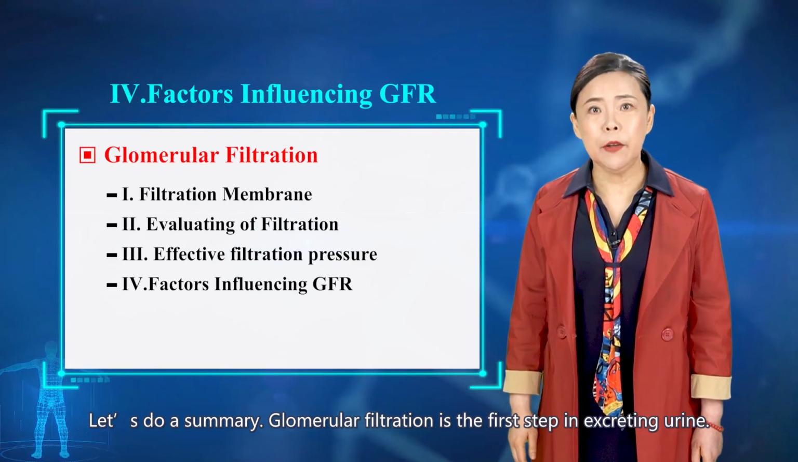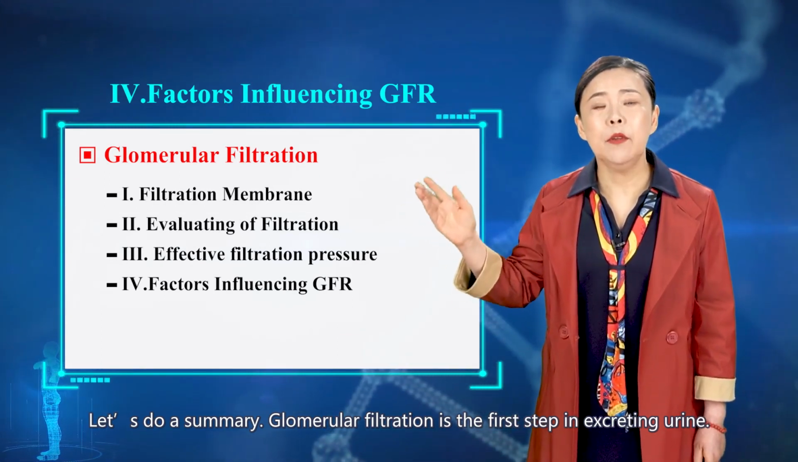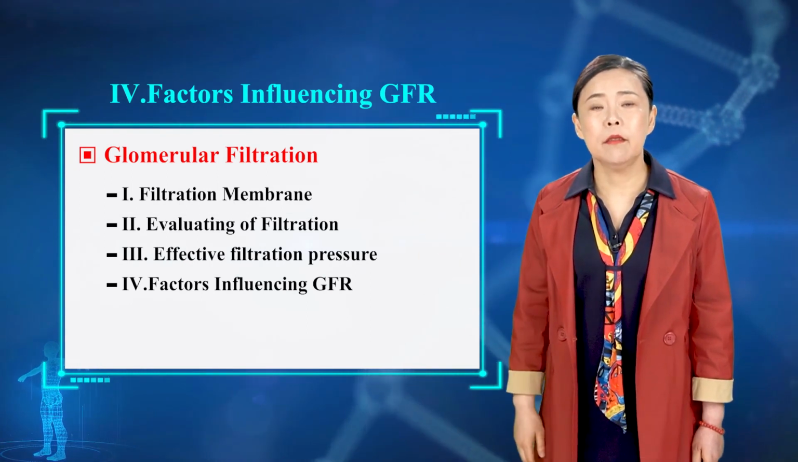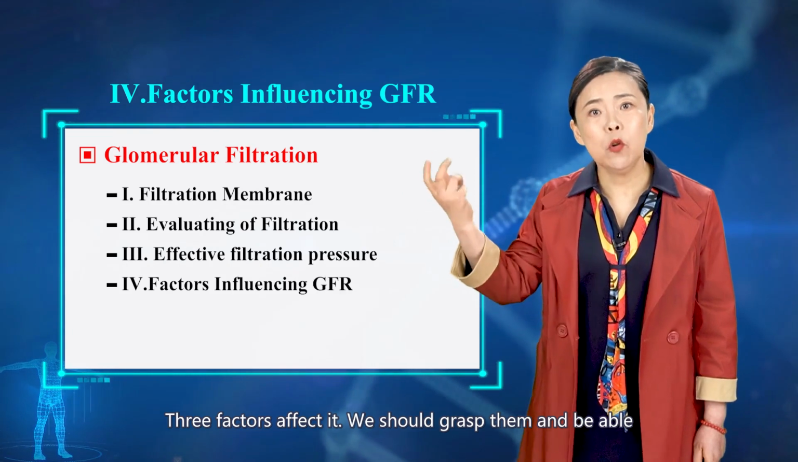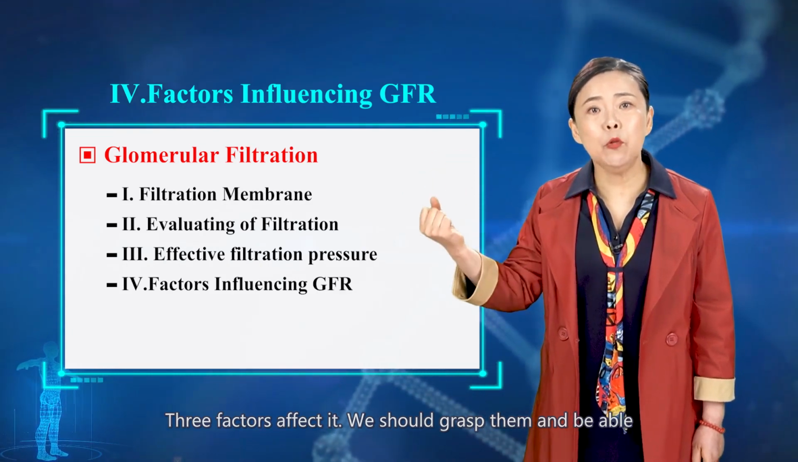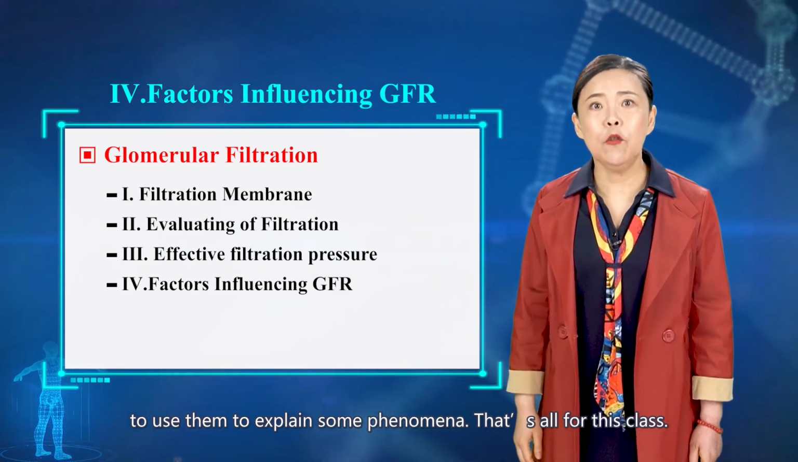Let's do a summary. Glomerular filtration is the first step in excreting urine. Three factors affect it. We should grasp them and be able to use them to explain some phenomena. That's all for this class.